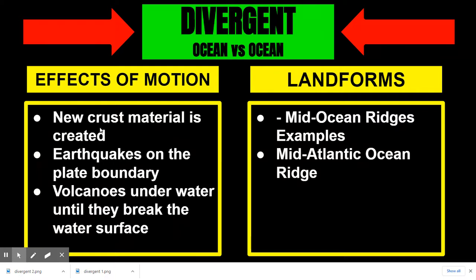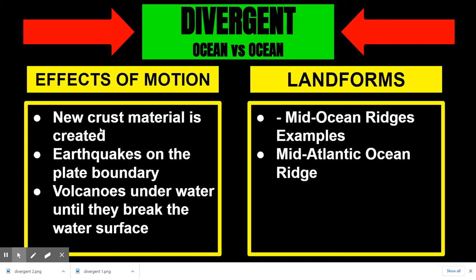Okay, so what are the effects? The effects of the divergent boundary is that new crust material is created. Earthquakes are going to happen along the plate boundary. Now, the earthquakes that occur on divergent plates are nowhere near as strong or violent as the earthquakes that occur at convergent plates. So we've been talking about the Japan earthquake of 2011. These earthquakes at convergent boundaries are or can be extremely dangerous and extremely powerful. However, most earthquakes that occur at divergent boundaries are very small in comparison and are not going to cause widespread destruction.